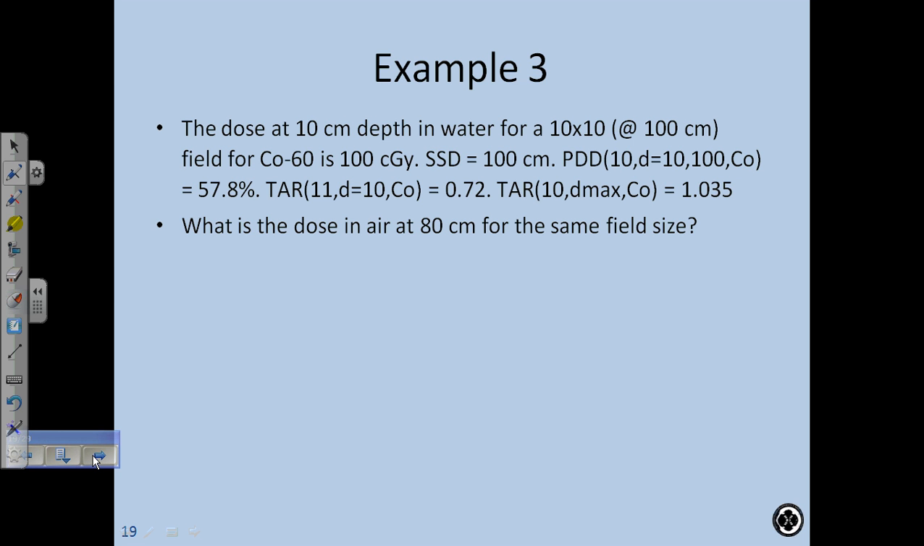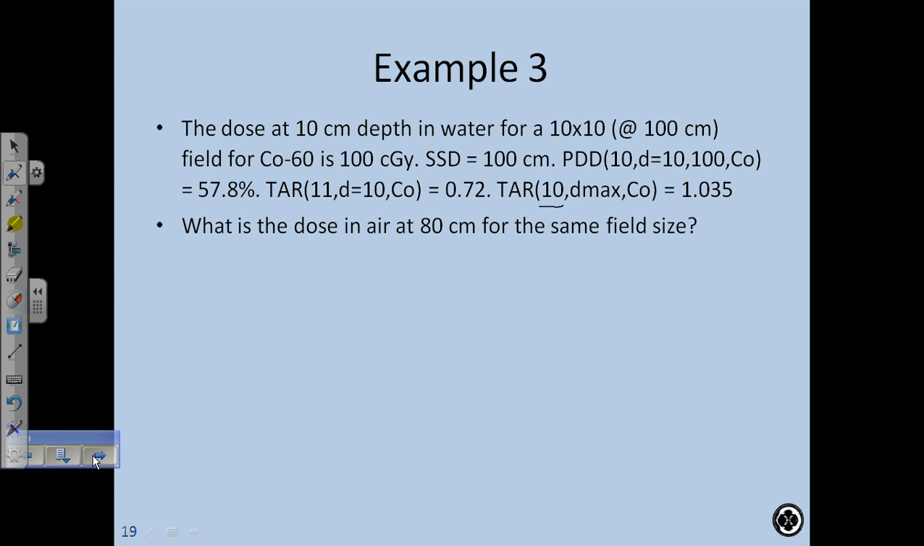The SSD is 100. PDD is 57.8. TAR is 0.72. And then I give you another TAR for a different depth and a different field size for cobalt 60. What's the dose in air at 80 cm for the same field size?